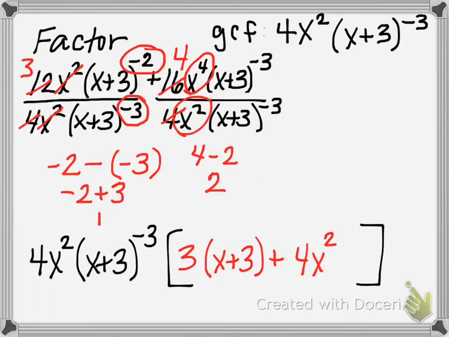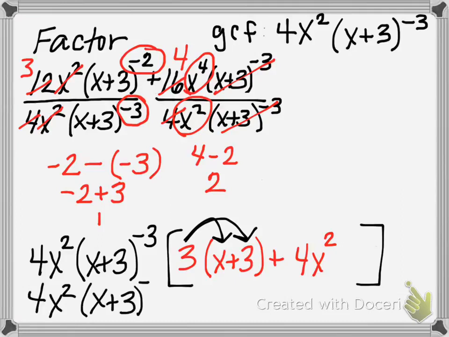And then the x plus 3 to the negative third divides into x plus 3 to the negative third just one time. So we really just end up with a 4x squared. And this is going to be our factored form. And if you wanted to distribute in here, you certainly could. But you'll notice that if you did distribute, you wouldn't be able to simplify it any further.